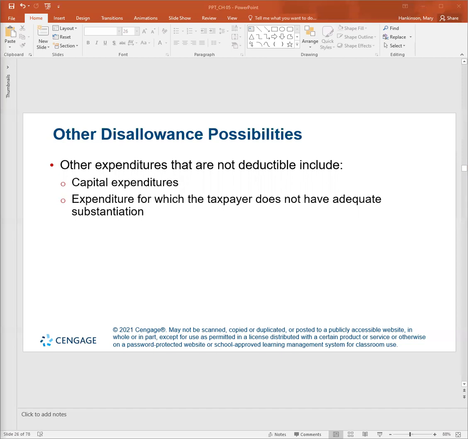Basically, expenditure for which the taxpayer does not have adequate substantiation. What does that mean? Substantiation is the act of showing something to be true, so supporting claims with facts. A taxpayer cannot deduct anything that they cannot substantiate to be true, to be factual, etc.